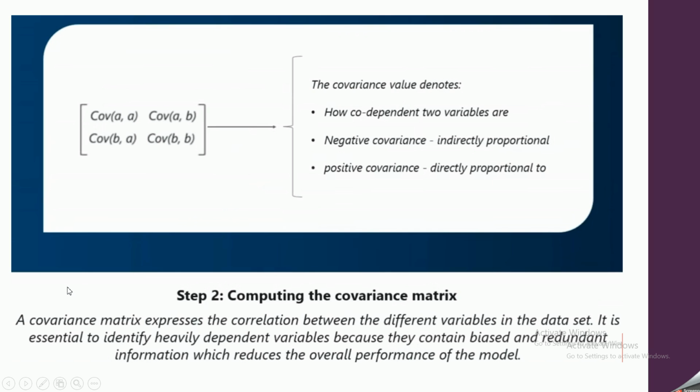Now the second step of principal component analysis is computing the covariance matrix.